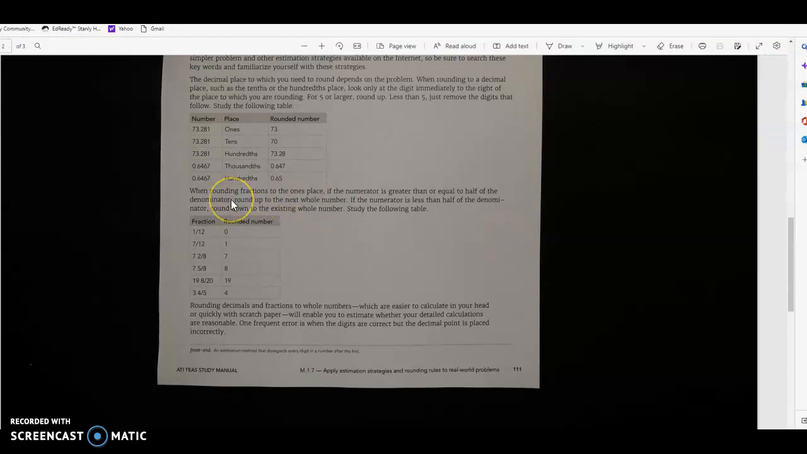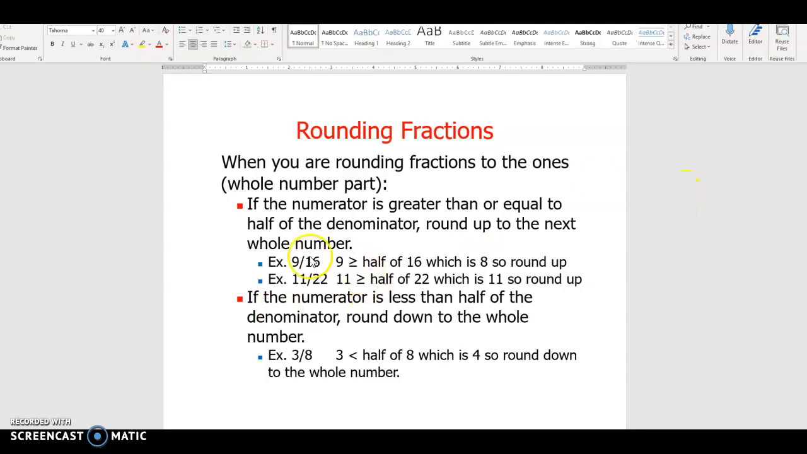Then we need to learn how to round fractions to the ones place. And the rule is if the numerator is greater than or equal to half of the denominator, round up to the next whole number. If the numerator is less than half of the denominator, round down to the existing whole number. And you can see some of the examples right here. You can refer to the handout that's posted in Canvas on rounding fractions. You had some examples in your book, and we're going to have a couple of examples right here.